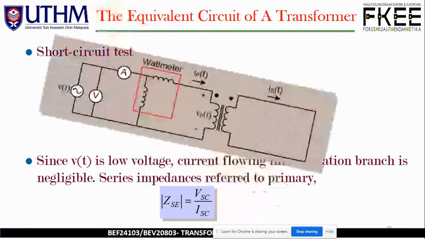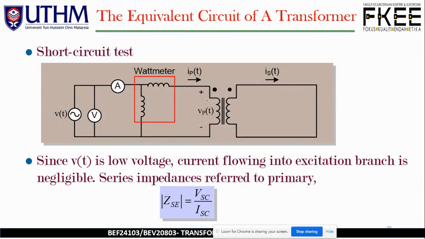What about the short circuit test? Meanwhile, for the short circuit test, we have something similar to what we had just now, the equivalent circuit of the transformer, except that the end part here is now shorted or connected. All right. Since VT is low voltage, current flowing into the excitation branch is negligible. Series impedance referred to primary. So we have the modulus ZSE, the series Z, equal to VSC, SC stands for short circuit, over ISC, short circuit. So this is again the magnitude of series impedance.